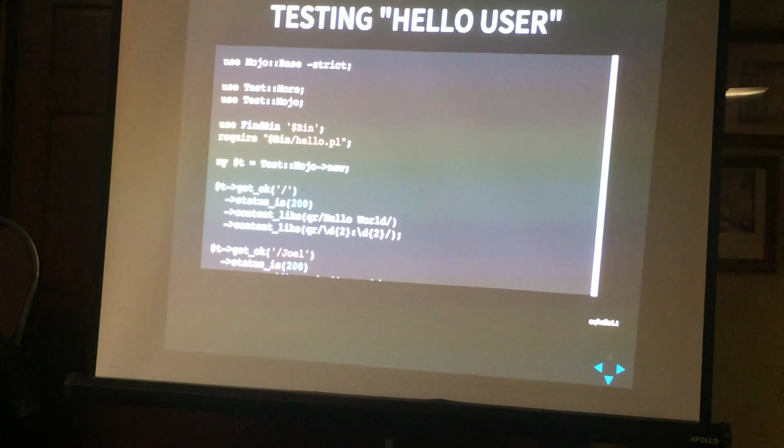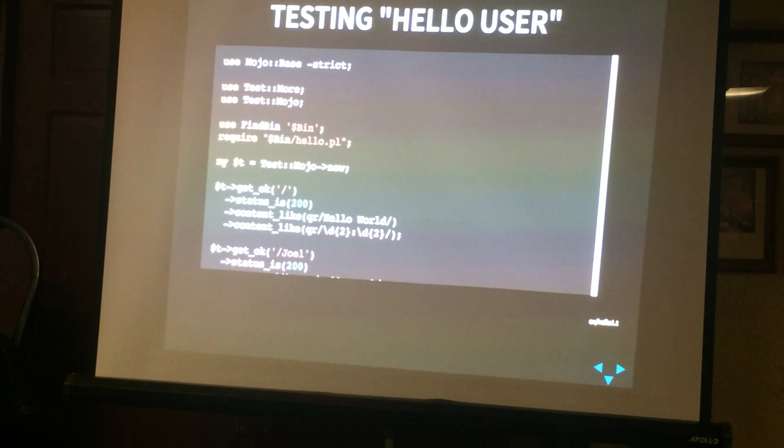So first of all, we import Mojo-base-strict. That gives you all the same kind of features that Mojolicious Lite gives you: strict, warnings, UTF-8, and 5.10 features. Import Test::More and Test::Mojo. For light apps, you have to do this little shenanigans. All right, fine, I guess. It's cuter in full apps.